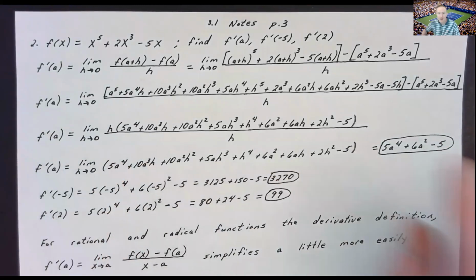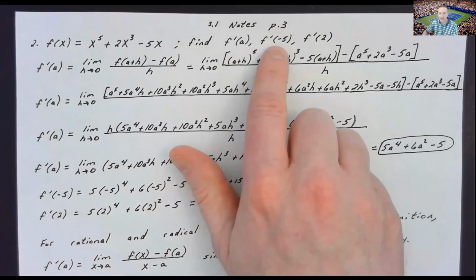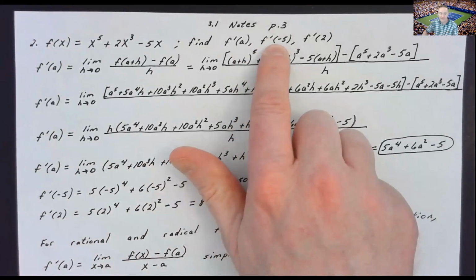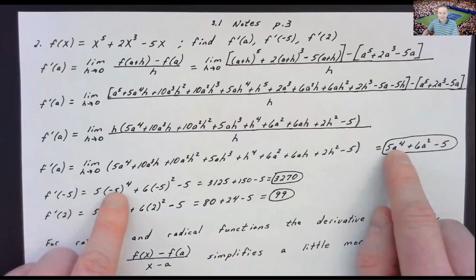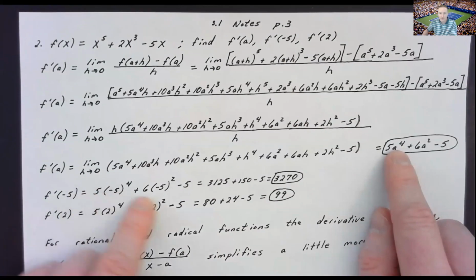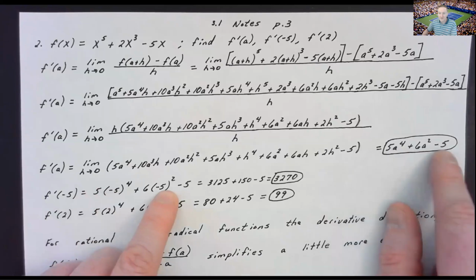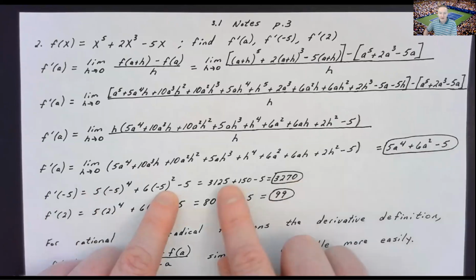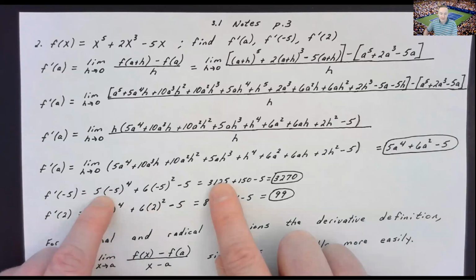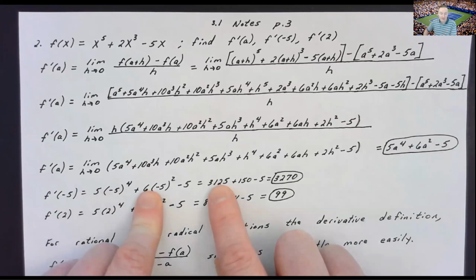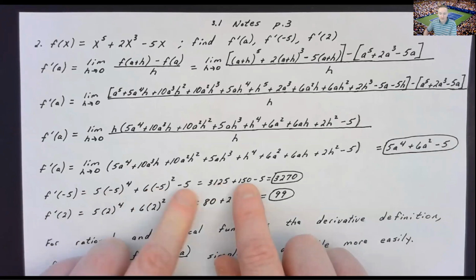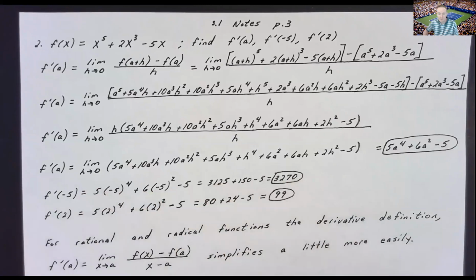Now, I have the f prime of a defined. If I wanted to know f prime of negative 5, you just plug a negative 5 in for a, and you'd have 5 times negative 5 to the 4th plus 6 times negative 5 squared minus 5. The first one is the same thing as 5 to the 5th power, which is 3125. Then we have plus 6 times 25, which is plus 150, minus 5. That gave me 3,270. Got pretty large there.